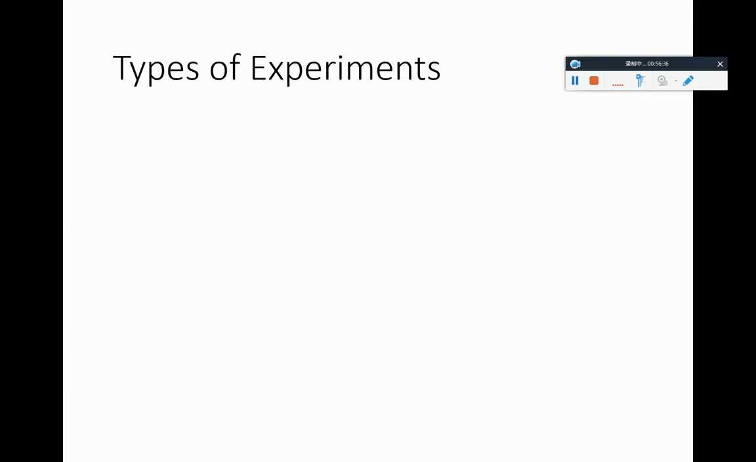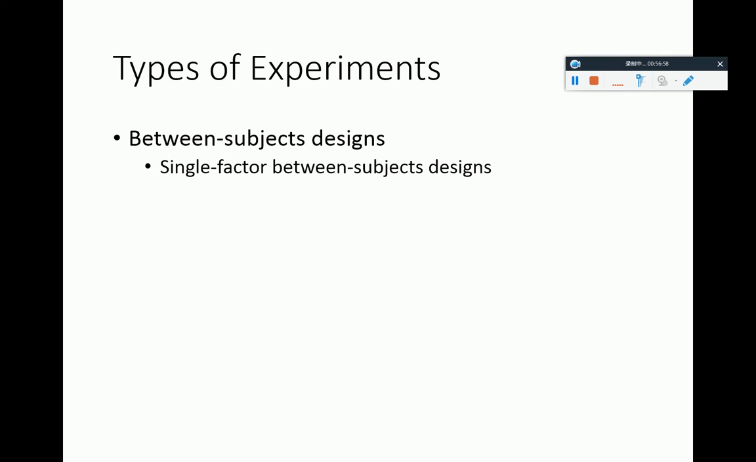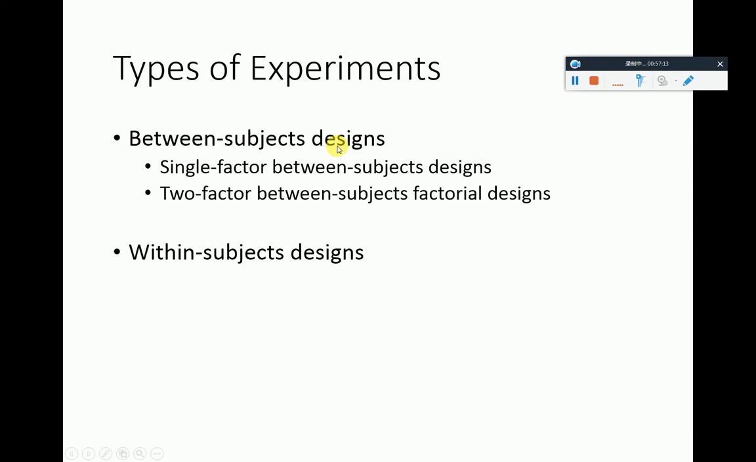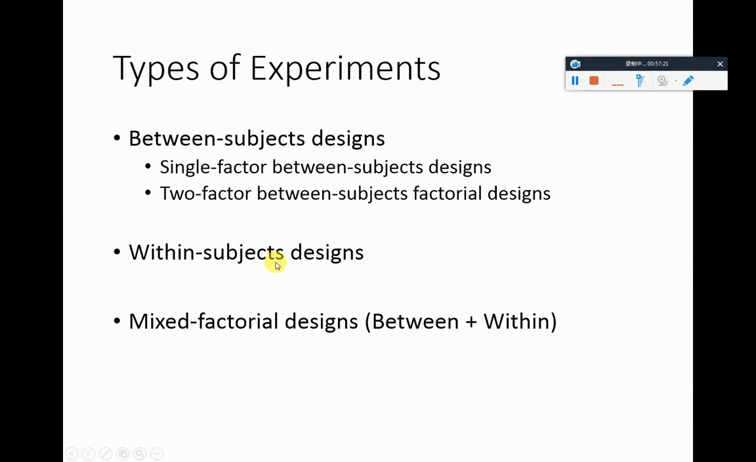Okay, so now after we have established the basic understanding of experiments, we can start to talk about different types of experiments. It turns out there are at least three types of experiments. There are between subject experiments, and under between subject designs, we have single factor between subject designs, and we have multiple factor between subject designs, factorial designs. We have between subject designs, which means we also have within subject designs. And once we combine between and within subject designs, we have mixed factorial designs.